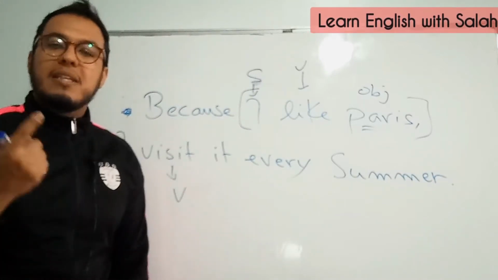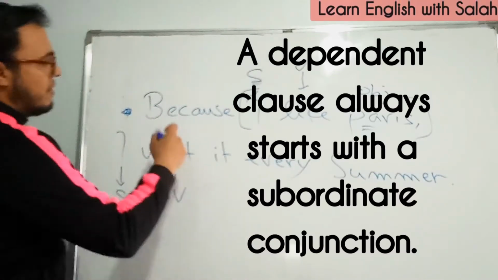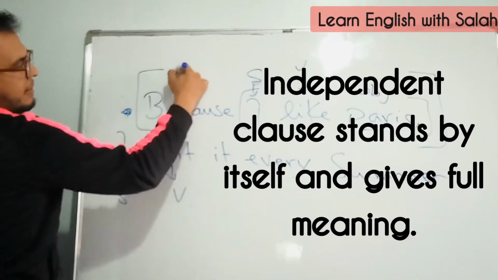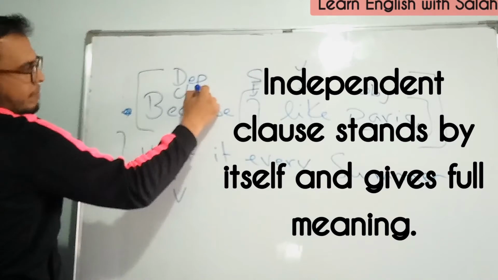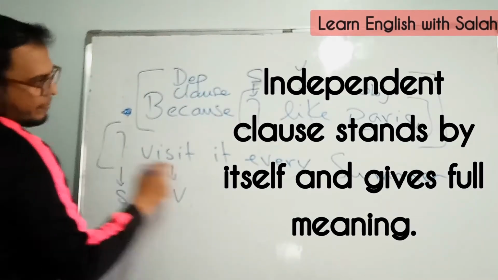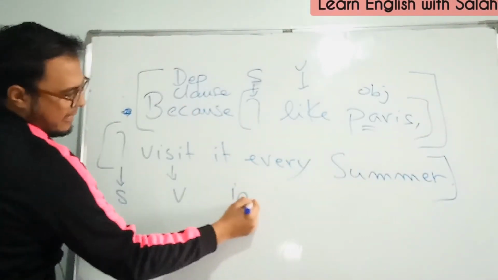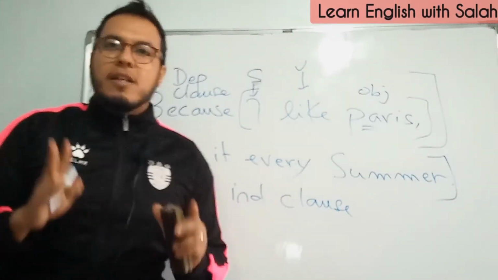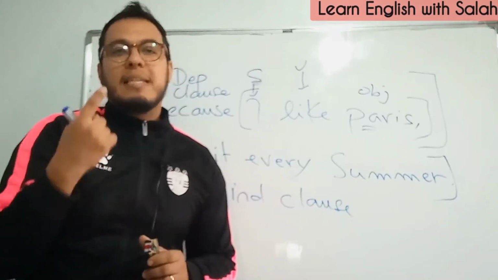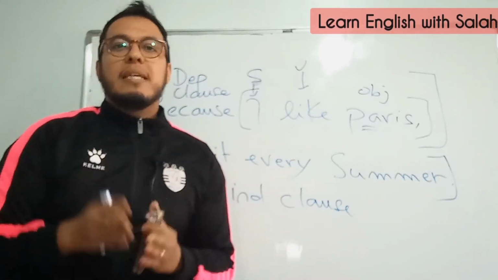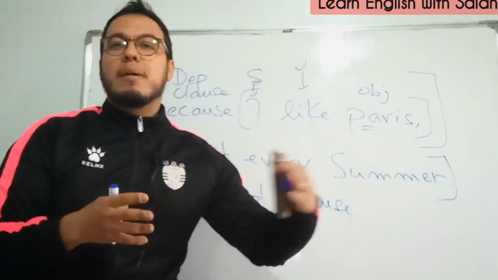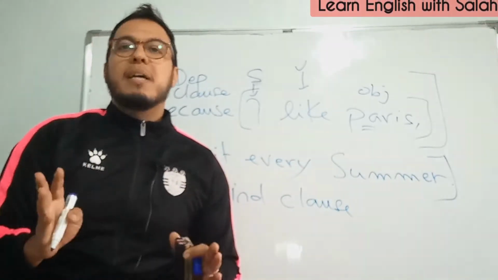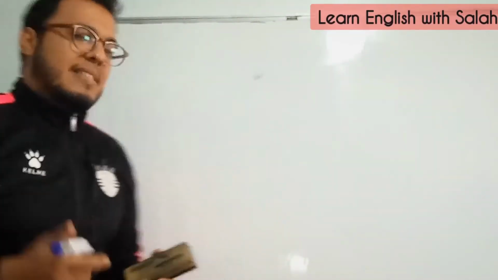What's the difference between these two clauses? This one is called dependent clause. And this one is called independent clause. Okay, so in clauses we have two types, dependent and independent clause. The dependent clause depends on another clause to complete the meaning, and the independent clause can stand like a sentence by itself.